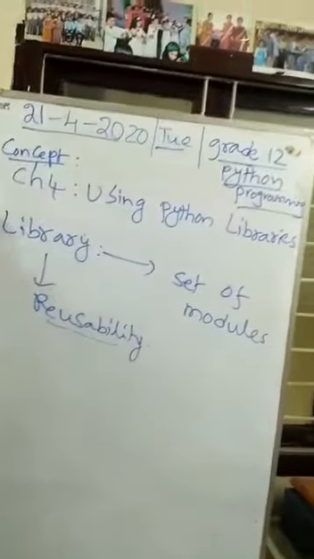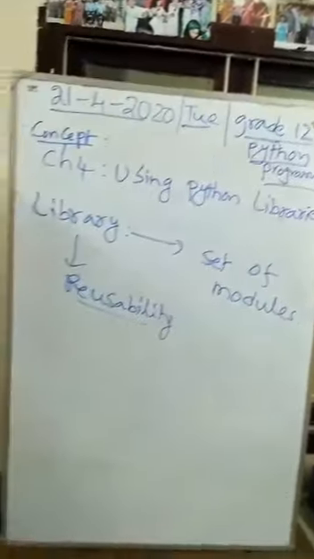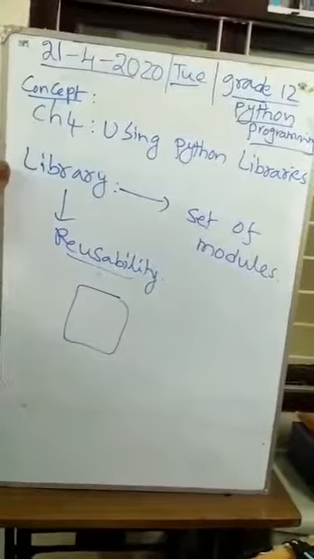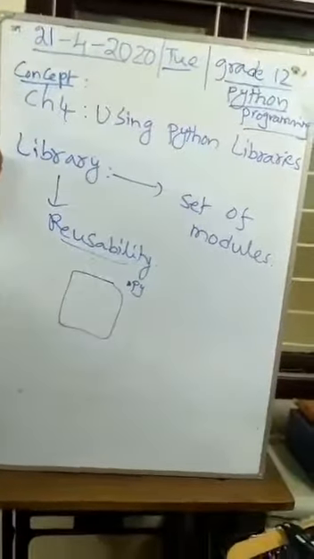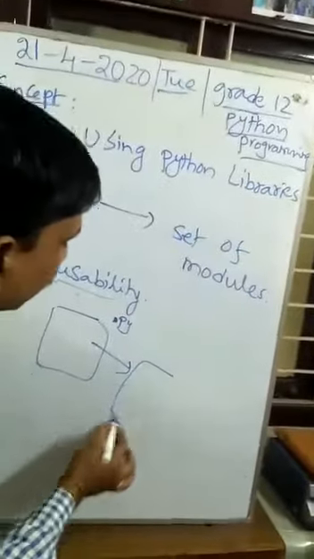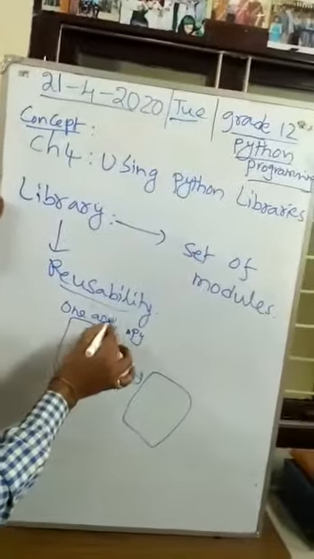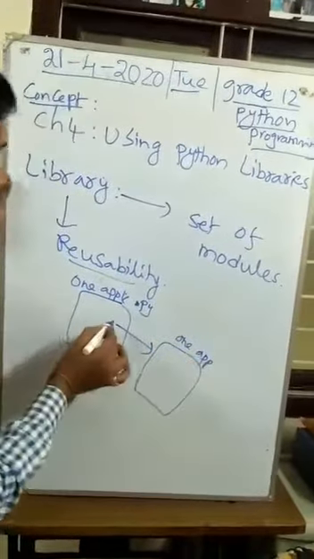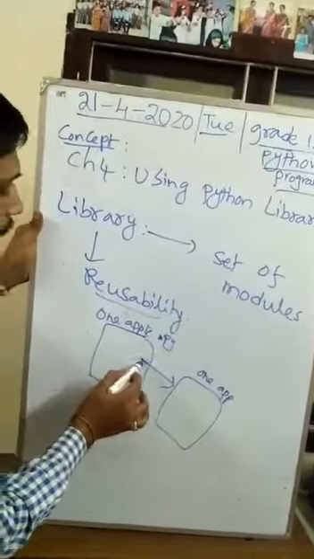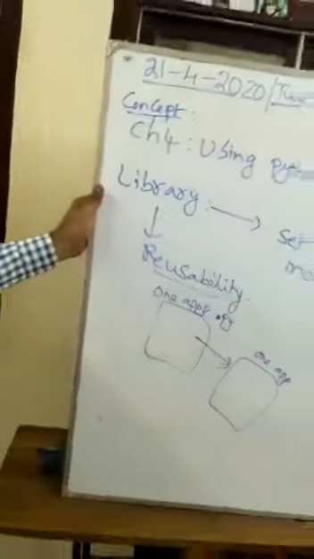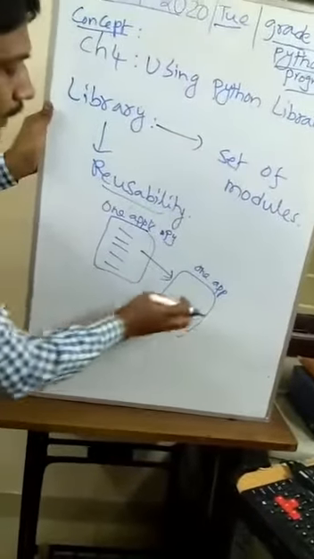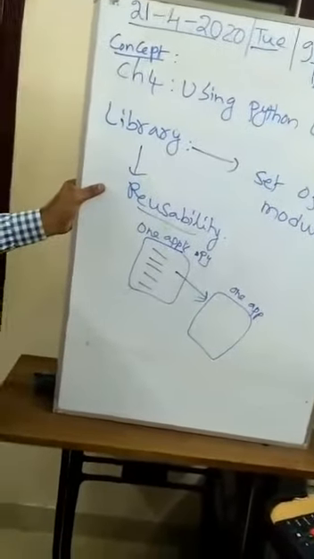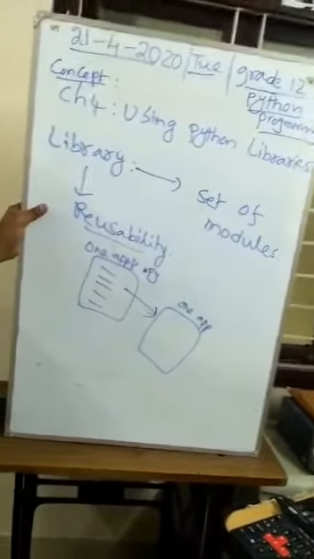Reusability means we write some code in a file with the .py extension. Then this code can be implemented in another application. This one is one application, and this one is another application. So this code can be used directly in this application. You don't write all this code again in this application. So in this way we provide reusability by using the concept of libraries and modules.